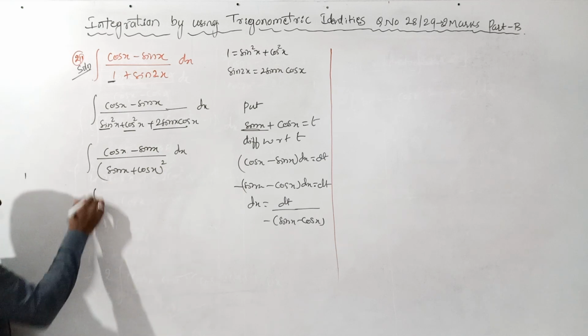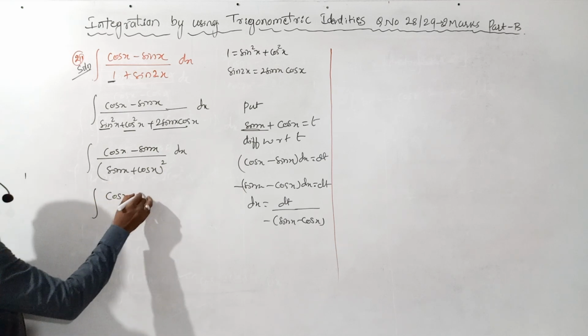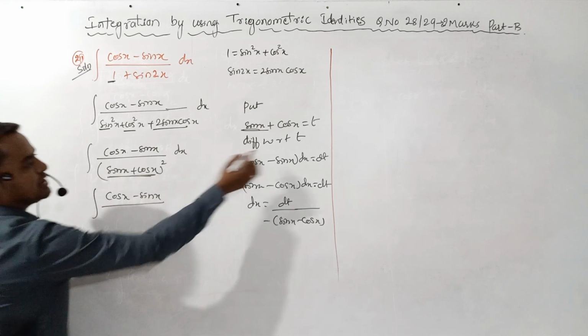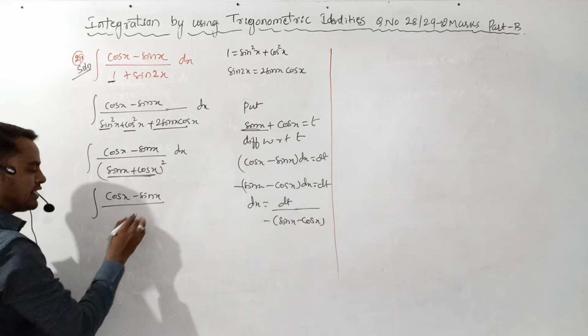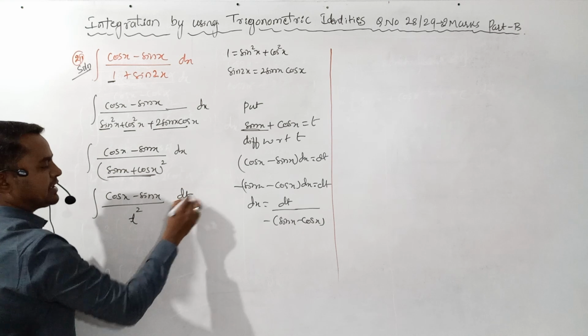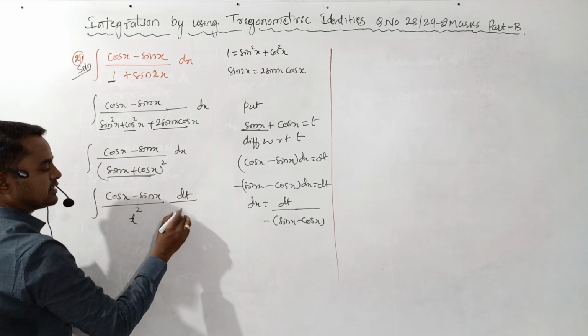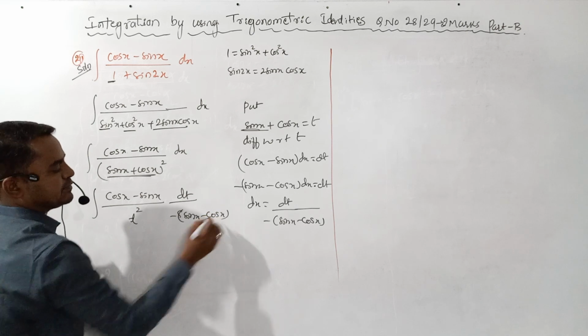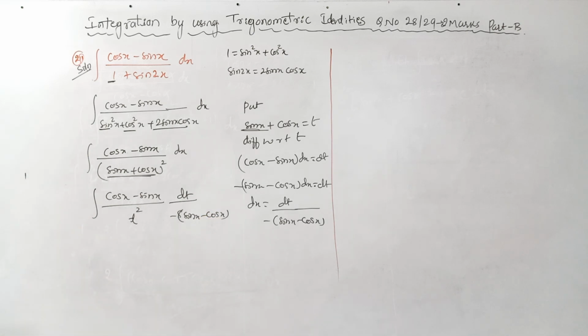Now come to here. This one is cos x minus sin x divided by, instead of sin x plus cos x, t. That is t square. And dx means dt divided by (minus sin x minus cos x). So cos x minus sin x gets cancelled.